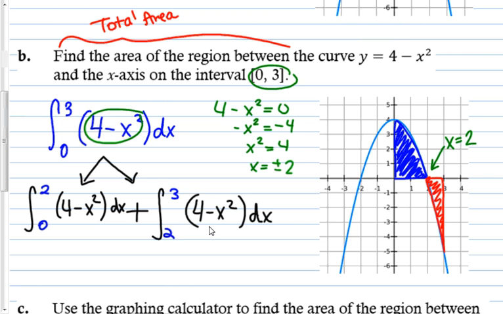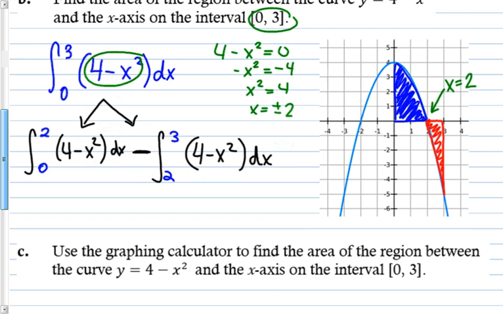Now, you can either remember that you have to make whatever answer you get here positive, or you could, instead of adding these areas, subtract them, because your answer here is going to be negative. So if you subtract the negative, it becomes addition. Okay? All right. So let's see.